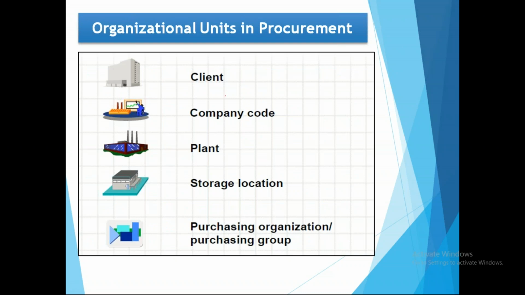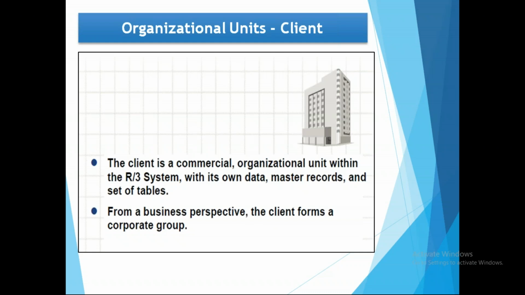From the procurement point of view, for the MM module, the organizational units are: client, company code, plant, then storage location, then purchasing organization, and after that the purchasing group. These are the organizational objects. We will discuss them one by one, then go to the system to see where they are created and how they are interlinked to each other. So first let's start with client.